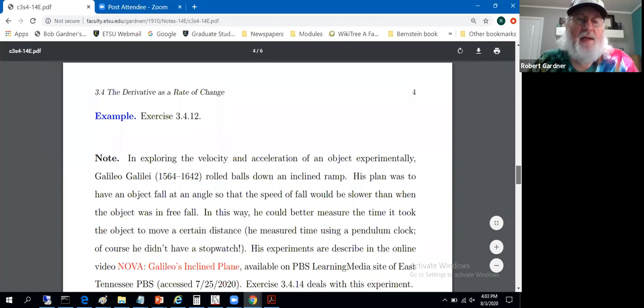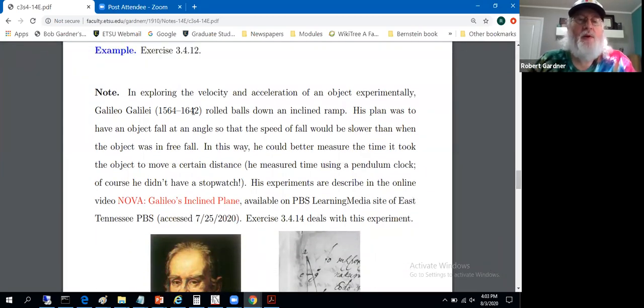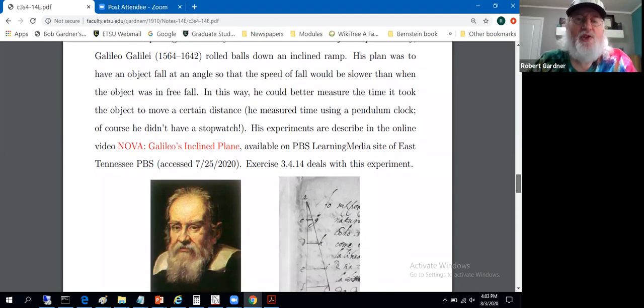And a little bit more Galileo stuff. We mentioned Galileo, I think it was section 2.1. In exploring the velocity and acceleration of an object experimentally, Galileo rolled balls down an incline ramp. His plan was to have an object fall at an angle so that the speed of fall would be slower than when the object was in free fall. So he's trying to find a relationship between time and distance. In this way, he could better measure the time it took the object to move a certain distance.